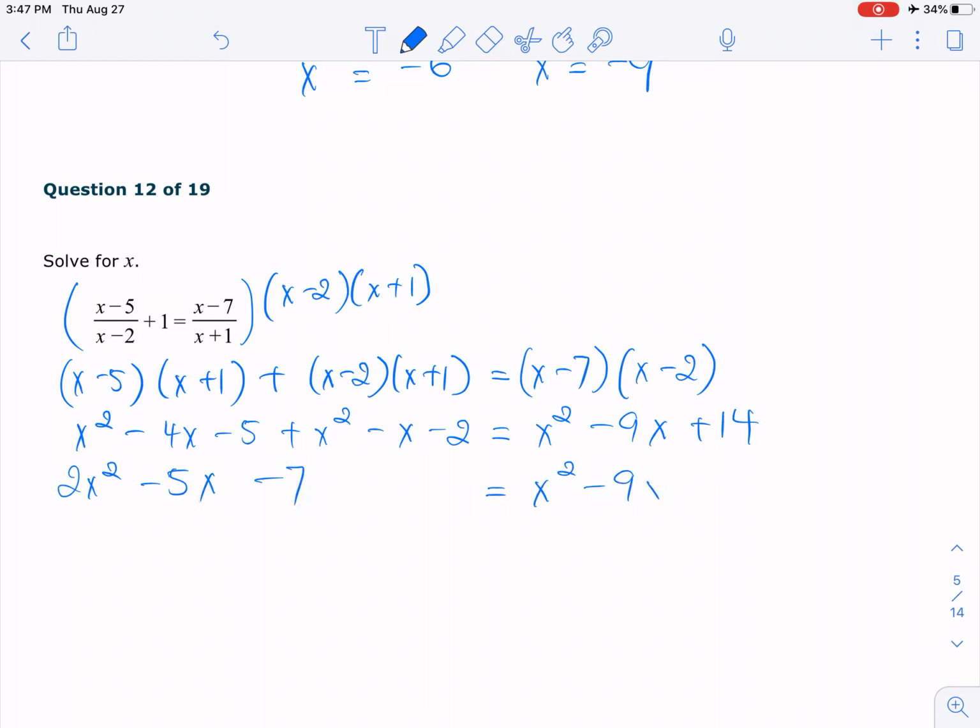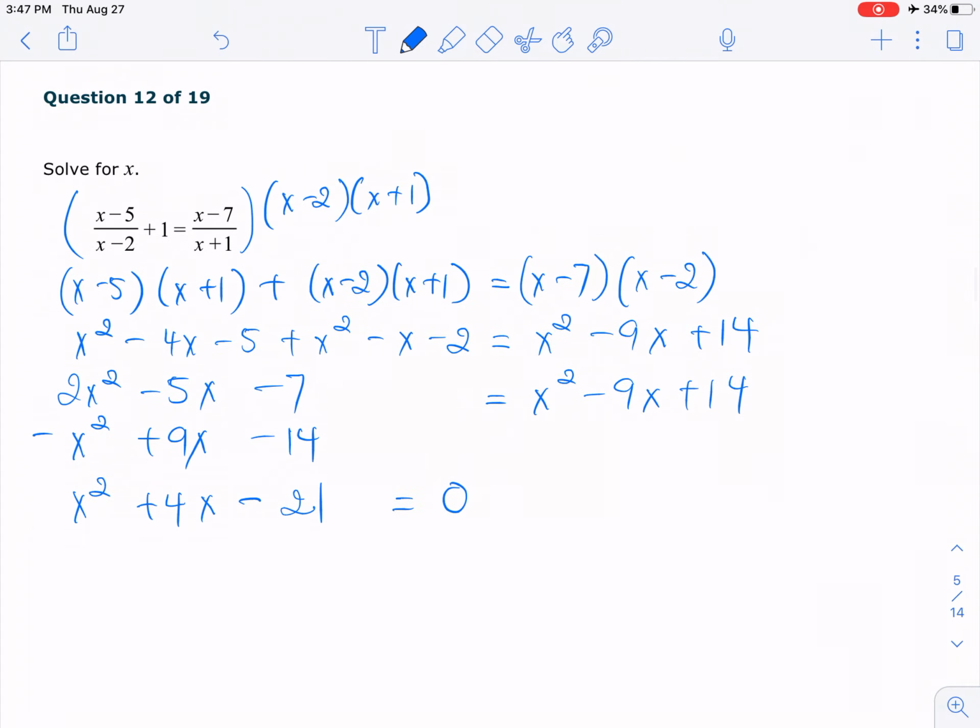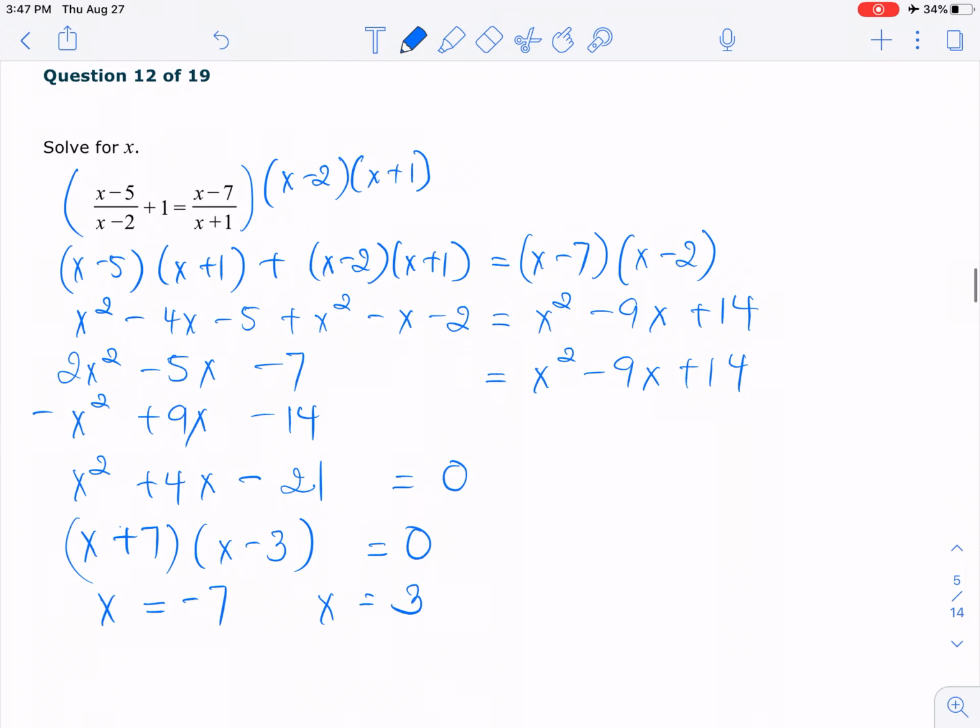Hopefully I don't make any mistake. All right, let's keep everything to one side. So I'm going to subtract x squared, add 9x minus 14 equals 0. All right, let's just factor. So if I factor, I ended up with x plus 7 and x minus 3. So x equals -7, x equals positive 3. Once again, we only have problems if we have x equals 2 or x equals 1. But -7 and 3, those are good points.